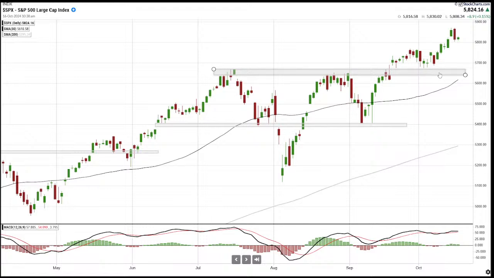But this is the real line in the sand of support here. So, a little bit of backing and filling. Quite frankly, this run here from 5,700 to the mid 5,800s is a pretty good run in a short amount of time. So a little bit of a pullback here would sort of be warranted.